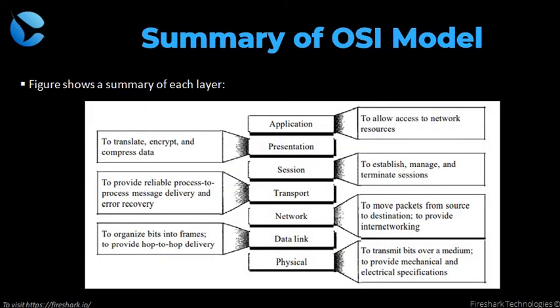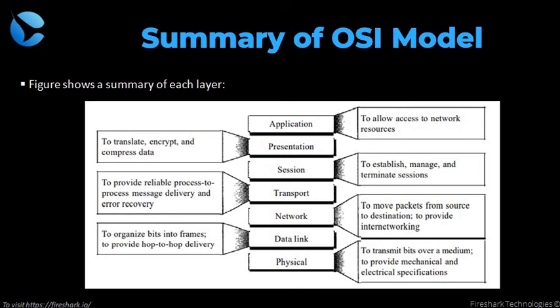Now, as we have covered all the layers of the OSI model, we will also discuss the summary of the OSI model. The figure shows the summary of each layer. Application layer: it allows access to network resources. Presentation layer: it translates, encrypts, and compresses the data. Session layer: it establishes, manages, and terminates sessions. Transport layer: it provides reliable process-to-process message delivery and error recovery. Network layer: it moves the packet from source to destination and provides internetworking.